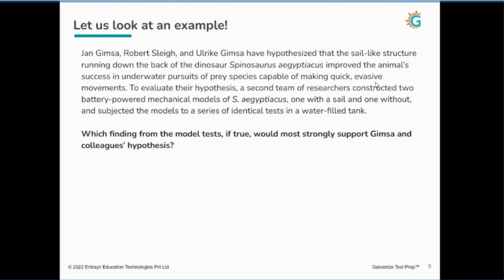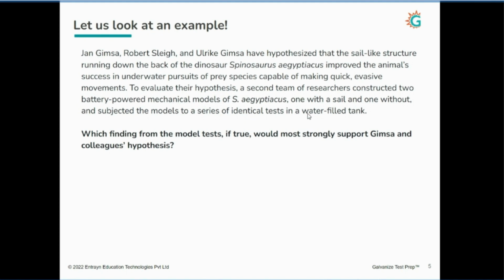They can actually, it's connected to their movement, and these movements are quite quick. Because of these quick, swift movements, they are able to excel in underwater pursuits. Okay, so you have a hypothesis. This is something that the scientists have started with, right? And what did they do to evaluate their hypothesis?